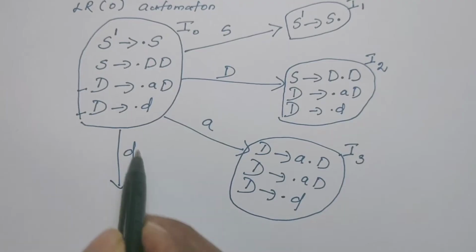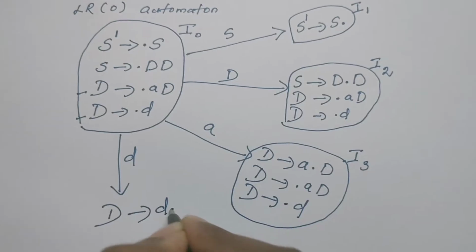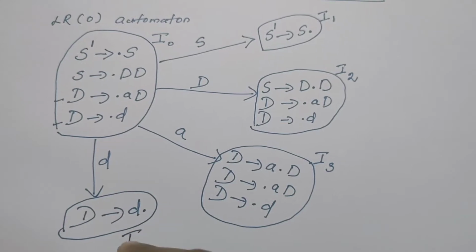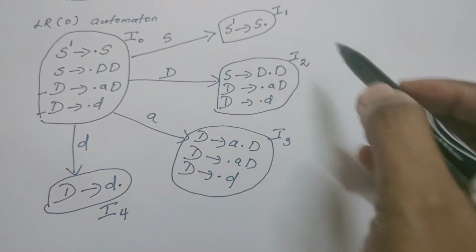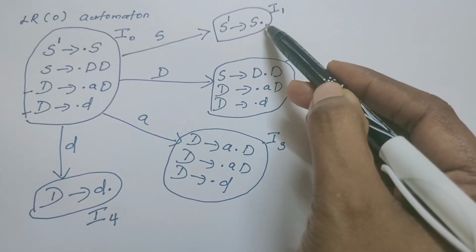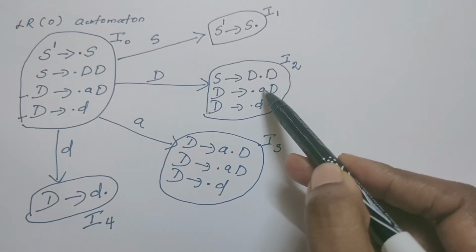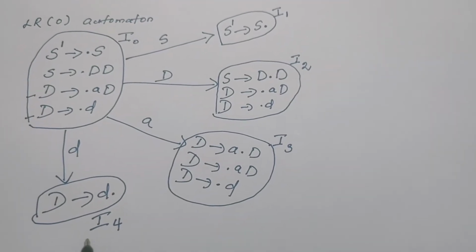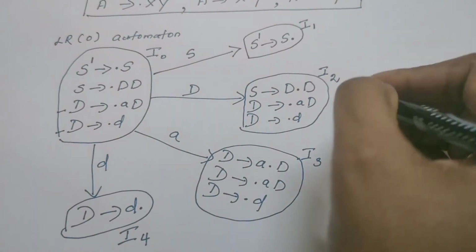Now from the state I0 on reading the symbol D, what is the change happening? D derives, the D is shifted to the rightmost end. Further, there are no rules to be added in this state. Let us call this state as I4. Right. The transition diagram is over? No, not over. From the state I1, further there is nothing to continue because the dot is at the rightmost end. But from I2, I can continue transitions on D, on A, on D. Right? Similarly, from I3 also I have some transitions to continue. From I4, there are no transitions to continue since the dot is at the rightmost end. So let us continue from I2.